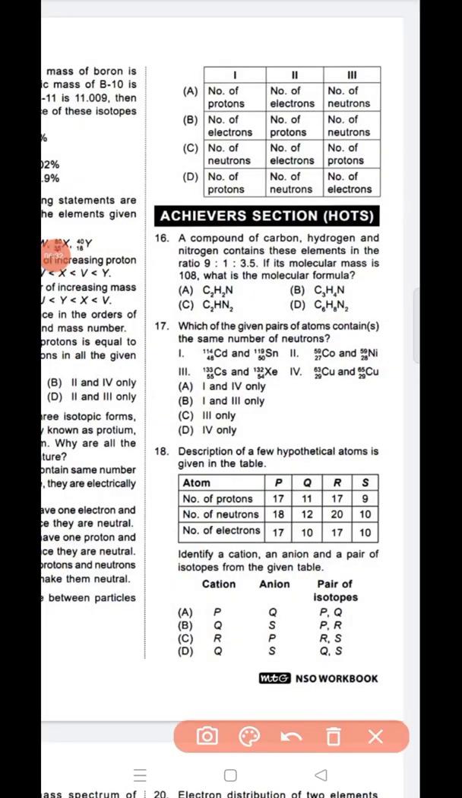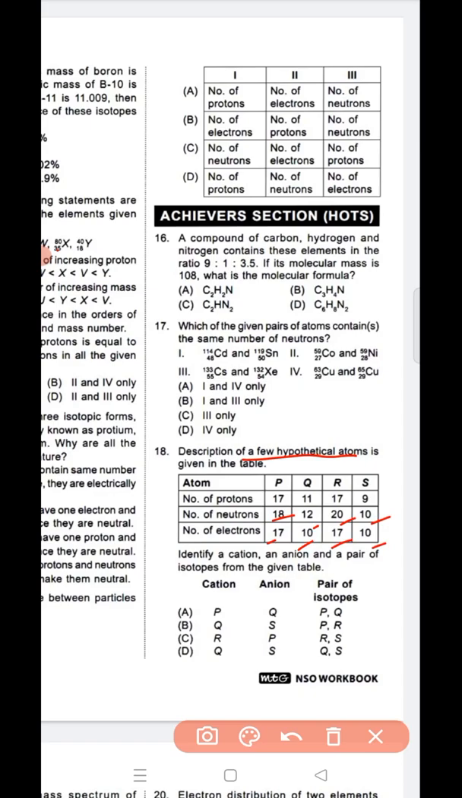So next, question number 18. The description of a few hypothetical atoms is given in the table. Number of protons: 17, 11, 17, 9. Number of neutrons: 18, 12, 20, 10. Number of electrons: 17, 10, 17, 10.